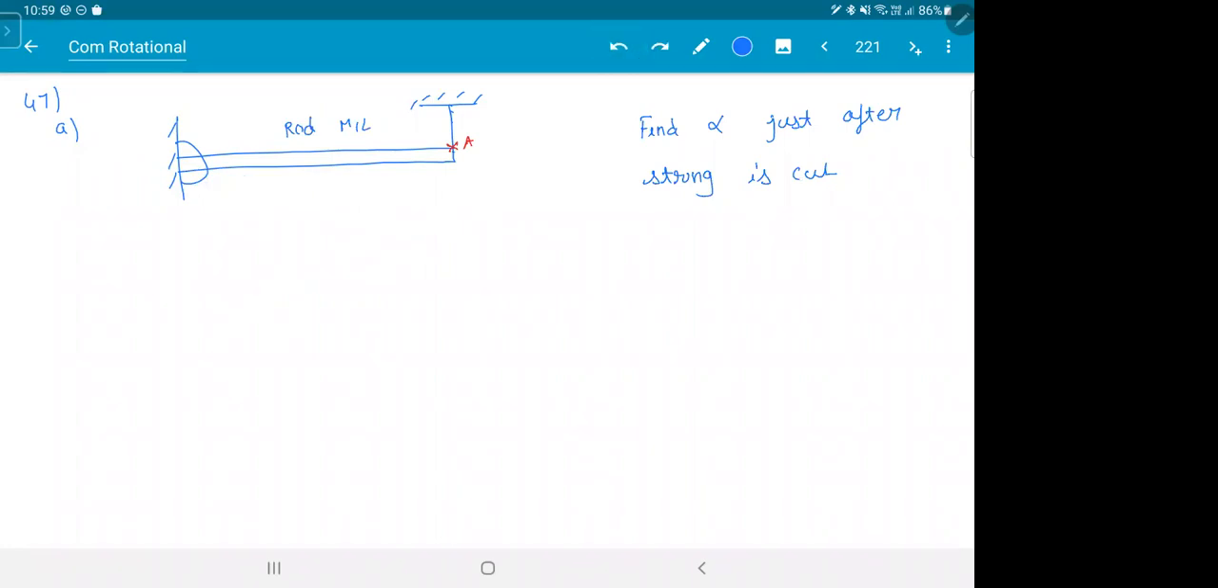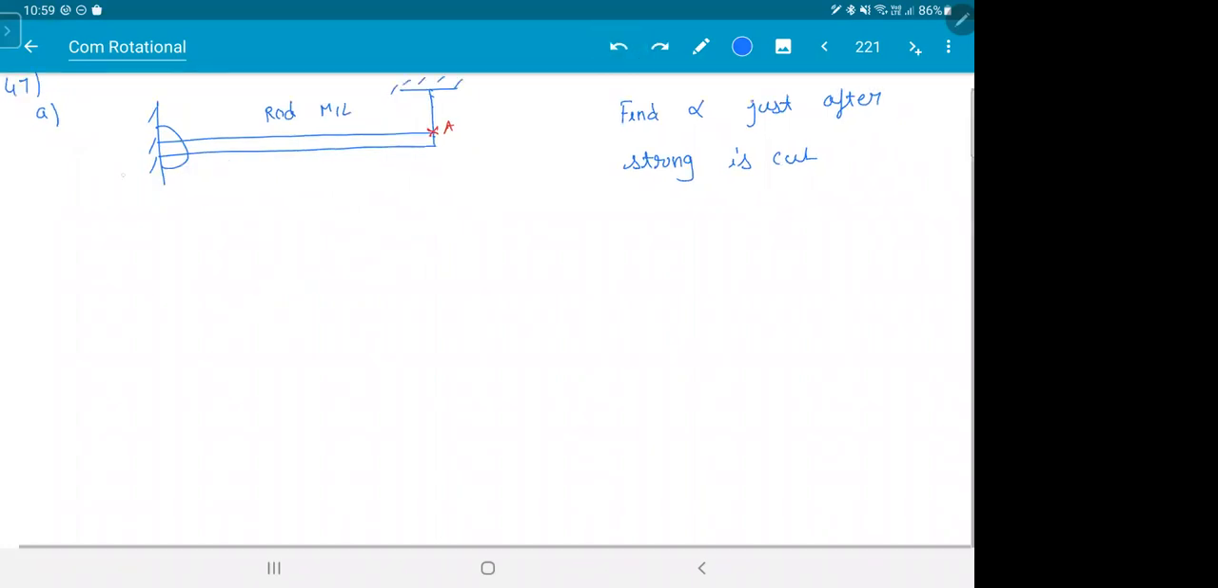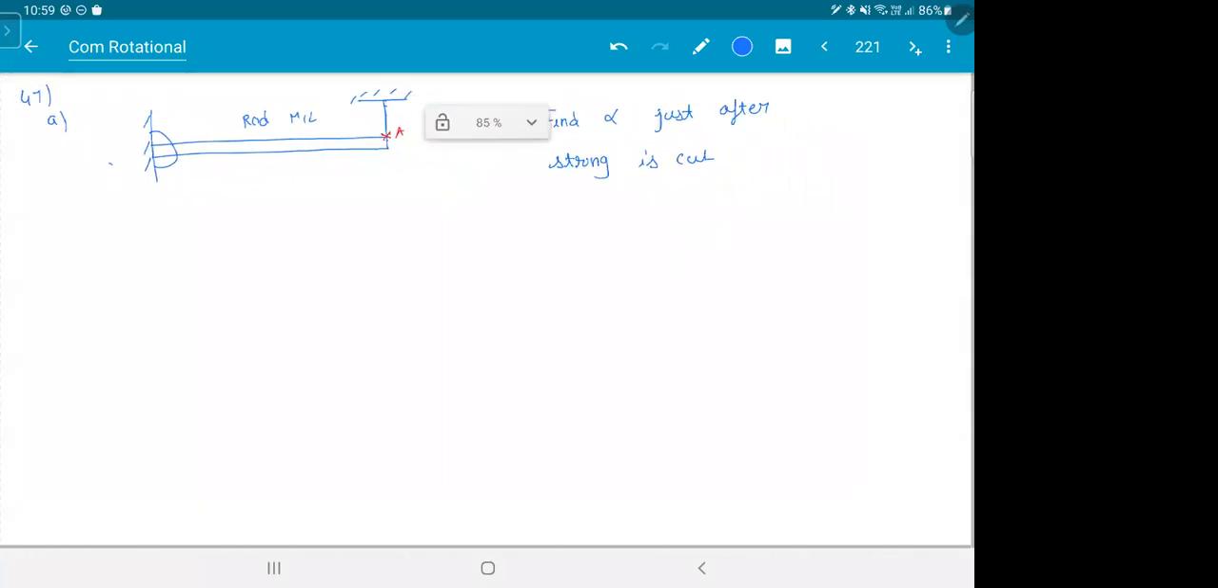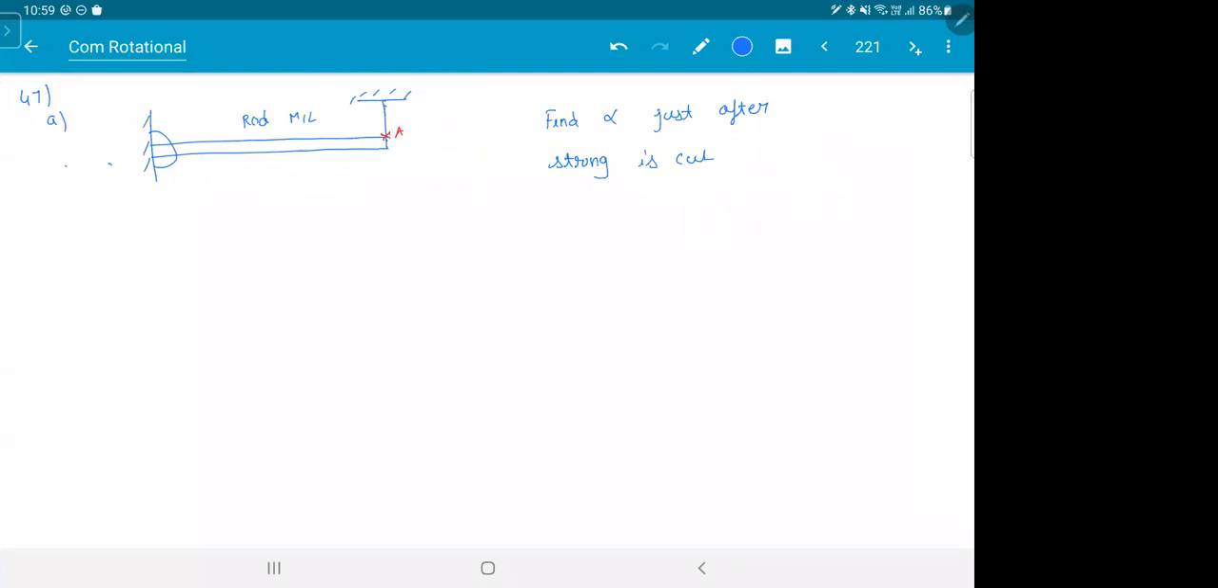Able to see how it is? You have a rod. This is the hinge. It is hinged at one end and the rod is tied to the other end. If you cut the string, the rod will rotate. So find alpha just after cutting. Put it down. Let me help you with this one.